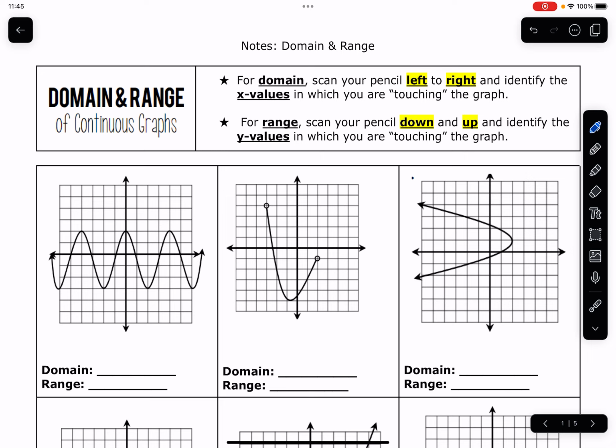In this lesson, you will learn how to find the domain of a continuous graph. We scan left to right and identify again the x values that, quote unquote, touch the graph. And for the range, we scan again, but in a vertical direction, from down up, and identify all of the y values in which you again are, quote unquote, touching the graph with your pencil.